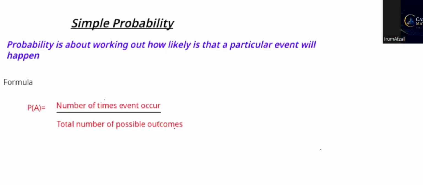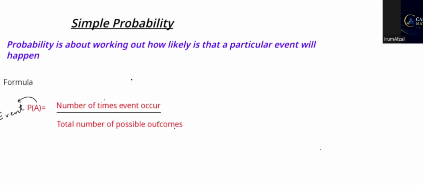So the formula related to probability is basically the probability of A. A can be any event, okay? A over here can be any kind of event. It can be the number of days, like what's the probability of Thursday in a week. So any event can be there in place of A, and the probability is equal to the number of times the event occurs over the total number of possible outcomes.